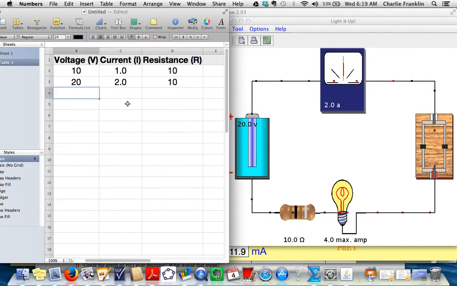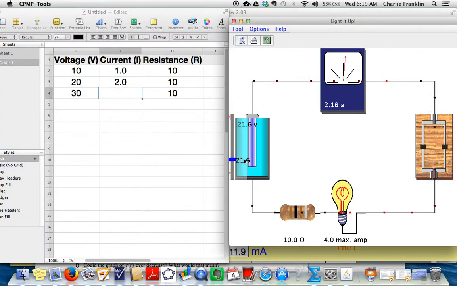Let's raise the voltage even more. How about up to 30? And we're going to keep the resistance constant at 10. Watch the light bulb this time as I raise the voltage. Remember that this light bulb can handle a maximum of 4 amps. So let me raise the voltage up a little bit. Do you see the light bulb getting brighter and the amps on the ammeter going up? Let me find 30 volts right there. And the light bulb is a lot brighter now, and the ammeter gives us 3.0 amps.